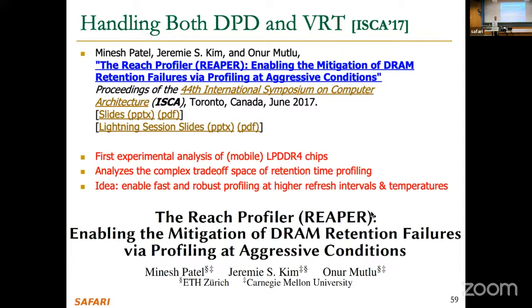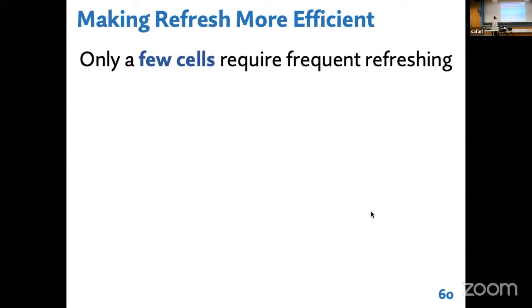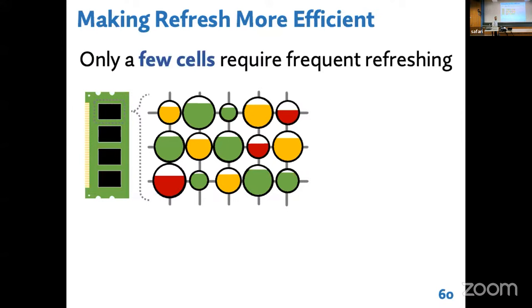So the basic observation again is only a few cells require frequent refreshing. So we have a DRAM module here, and internally we have weak and strong cells here. And let's say this cell is leaking fast and this cell is leaking slow.